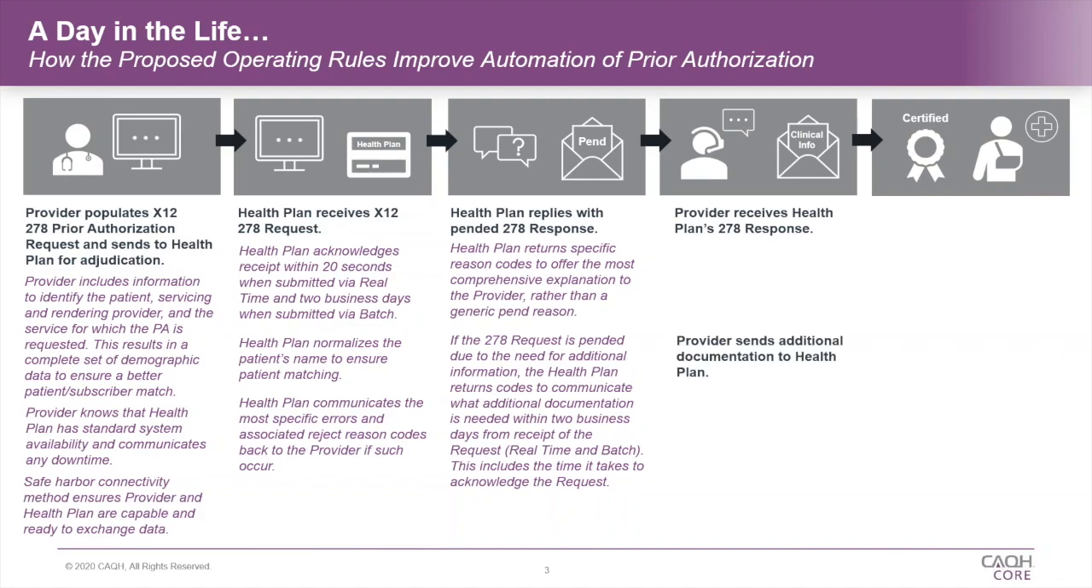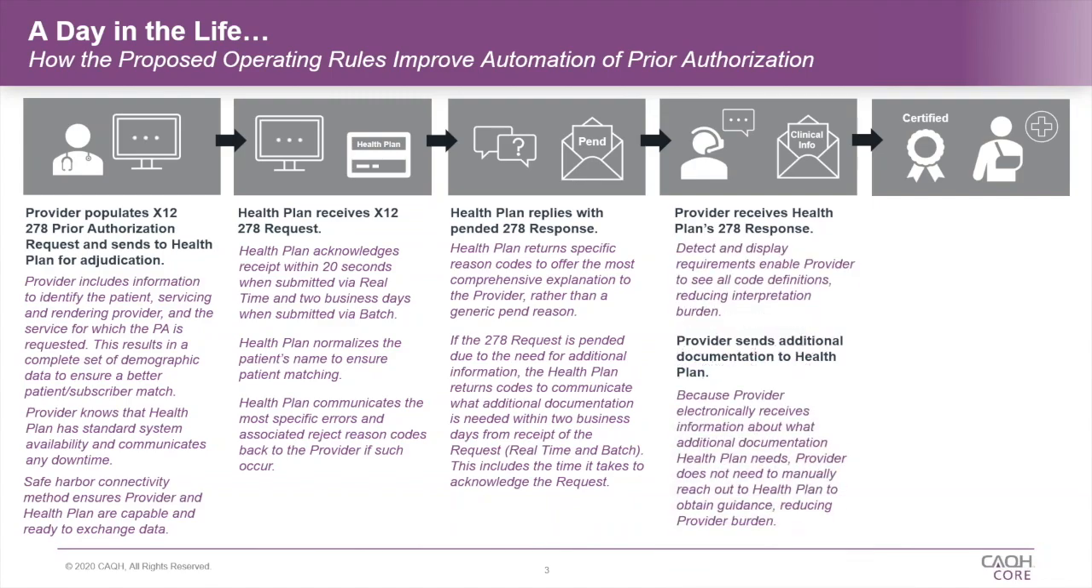The provider then receives the health plan's response, and in this scenario is responsible for sending additional documentation to the health plan. Again, because of the operating rules, this process is improved because that provider system is required to detect and display code definitions, which reduce the provider's interpretation burden. When the provider sends back the additional information, because they received information about what is needed electronically from the health plan, they don't need to manually call the health plan to obtain guidance, which further reduces their burden.